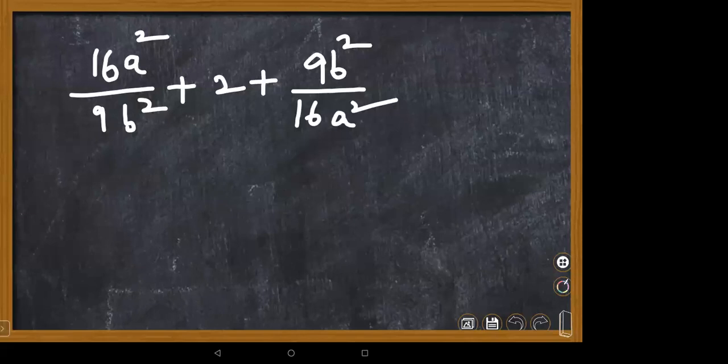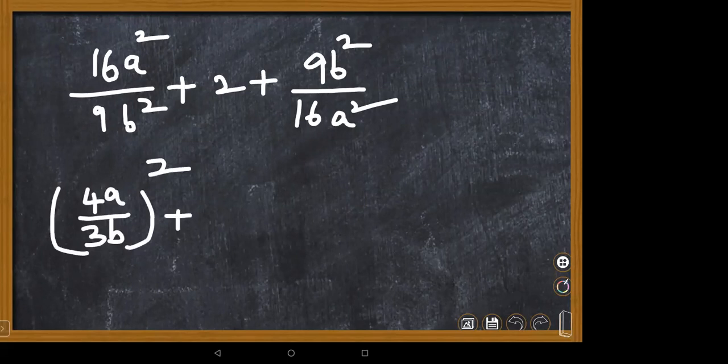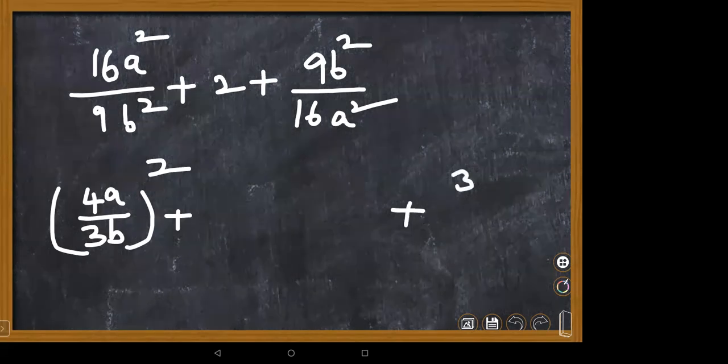Ma'am, first we can write 16a by 9b whole square. No, 16a I can't write, right? Instead of 16, what number should I use? 4, ma'am. 4 square. 4a whole square. Very good. In the denominator, 3b whole square, ma'am. 4a by 3b whole square, plus 2. Okay. Go to the last term first, children, then it is easy. Ma'am, this is 3b whole square by 4a whole square.